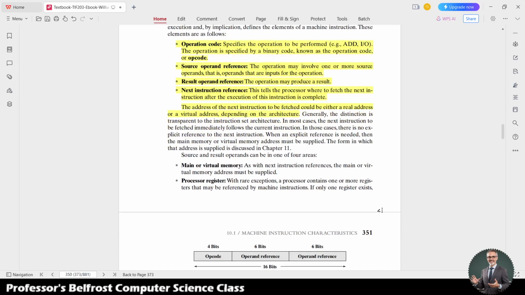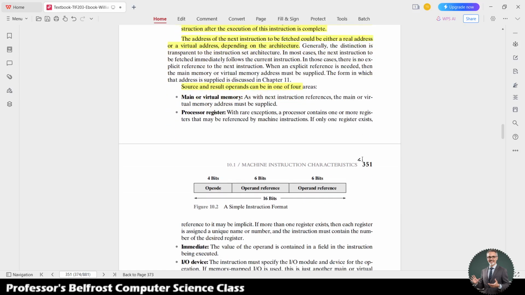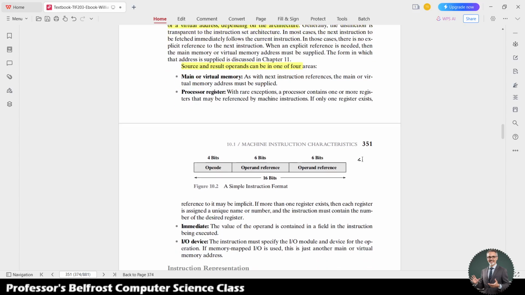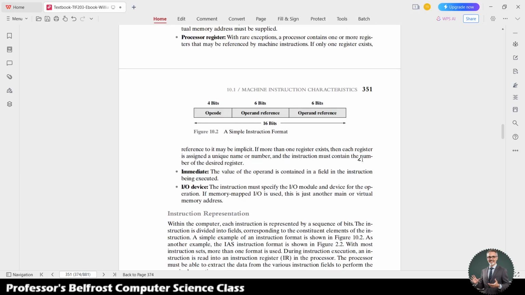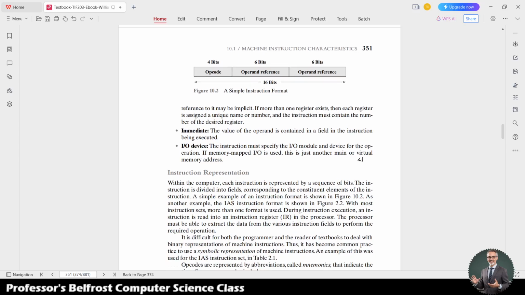And here's the important thing too: source and result operands can be in one of four areas. The first one is in main or virtual memory. The second is in processor register. The third is immediate. The fourth is I/O device.